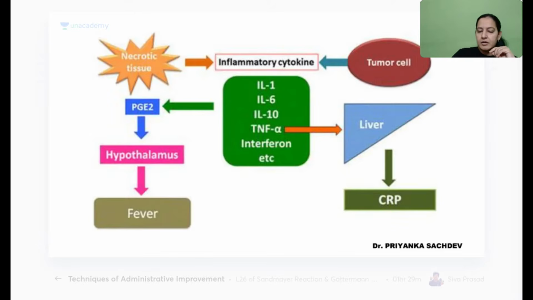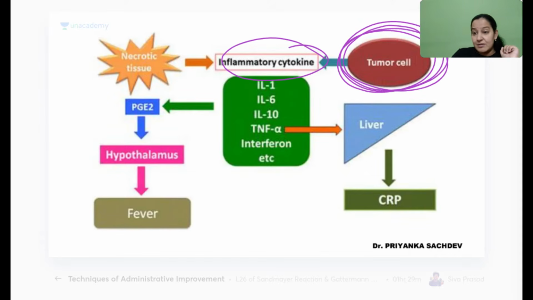Now listen, if a tumor is there in the body, any tumor, head to toe, any tumor cell, the tumor cells secrete cytokines. We have seen it secretes interferon gamma, IL-1, many types of interleukins, and TNF alpha. So these are the inflammatory cytokines secreted by some of the tumor cells. Those inflammatory cytokines are secreted by tumor cells, and inside the tumor necrosis is also there. Very fast growing tumor cells have necrosis.